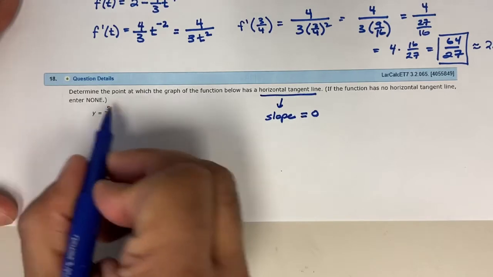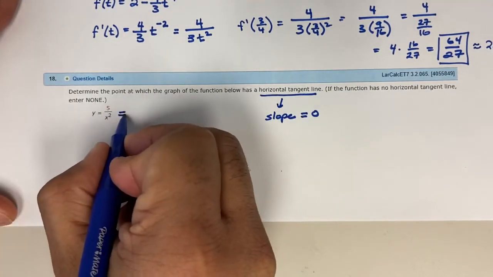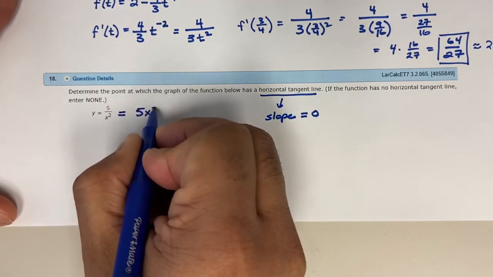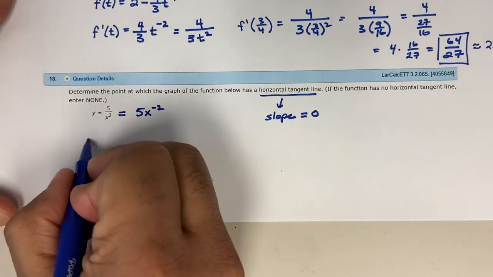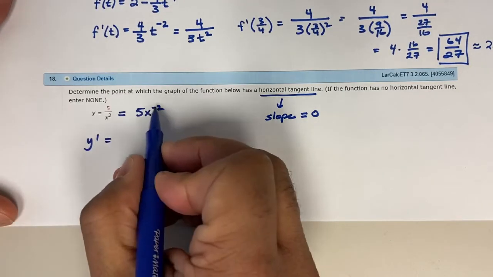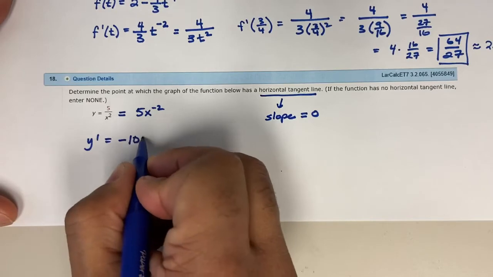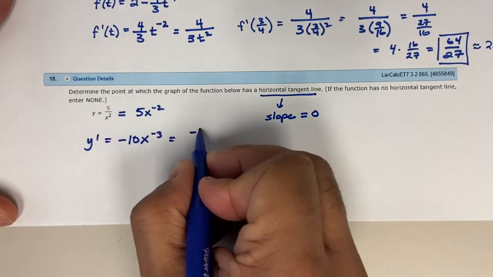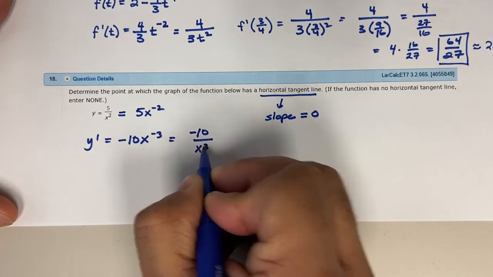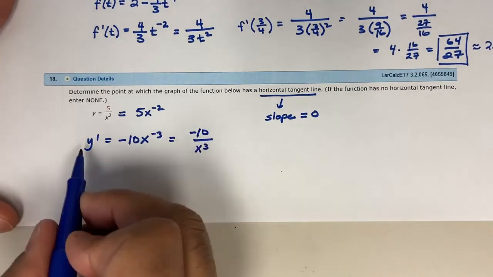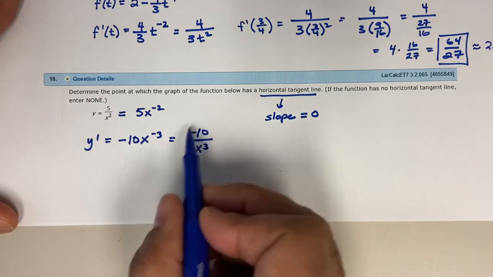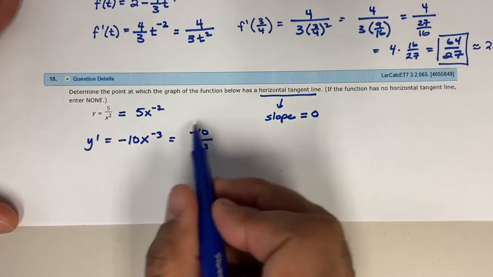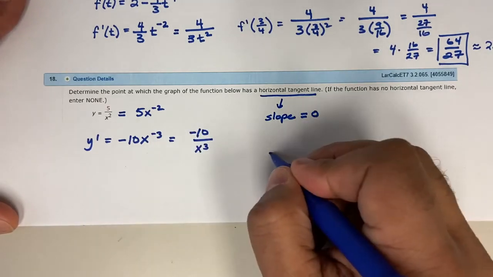Okay, so first, taking the derivative of the function. I would again rewrite this one, 5x to the negative 2, right? Now do your power rule, y prime equals negative 2 times 5, negative 10, x, lower the exponent by 1, negative 3. And rewriting that, I'd put negative 10 over x to the third. Now remember, what we're trying to do is find out where the slope is 0, and since this function represents the slope, we can set that function equal to 0.